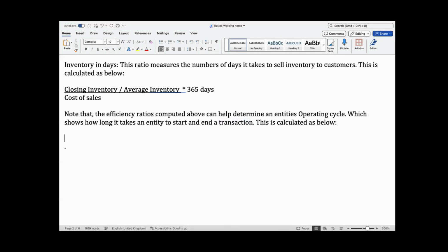It's calculated as trade receivables in days, you add inventory in days, you deduct trade payables in days. When you do this maths, whatever you get is what we call the operating cycle.